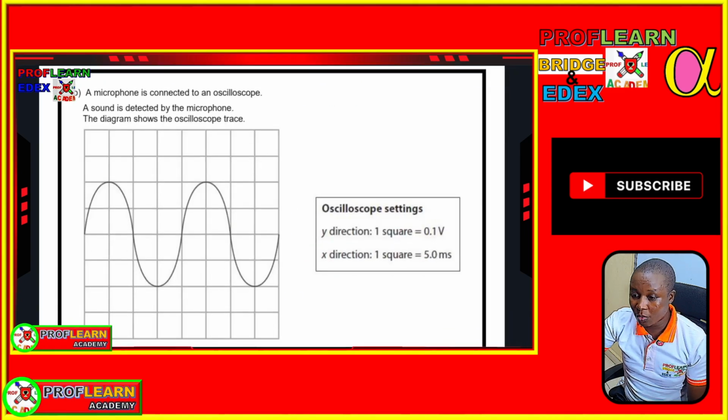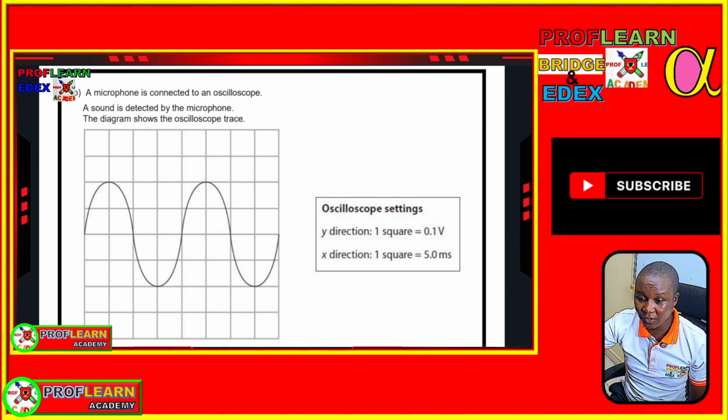Another possible question you can see in your exam is whereby you are given an oscilloscope diagram like this, and we are told a microphone is connected to an oscilloscope and sound is detected by the microphone. The diagram shows the oscilloscope trace. In the y direction, 1 square is equal to 0.1 volts, that is the amplitude, and in the x direction we have the time base, which is 5.0 milliseconds. Milliseconds is the same as 10 raised to power negative 3.